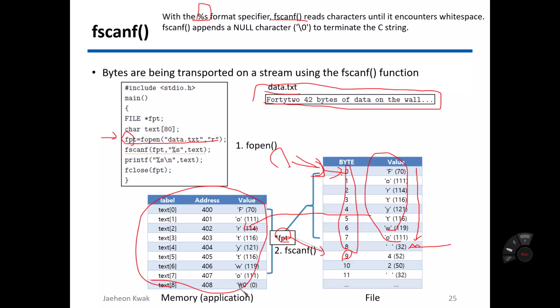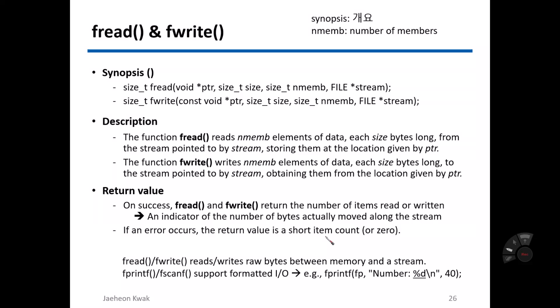And also here you can see that the value of this 8th byte was 32. However, because we are handling strings in the main memory, we have to specify a null character, the value 0, at the end of this string. So that is one more difference between the main memory and the file system. Okay, that's all for fprintf and fscanf.